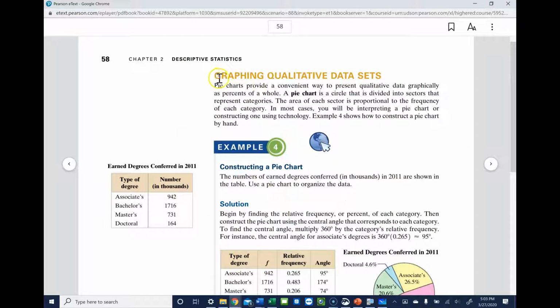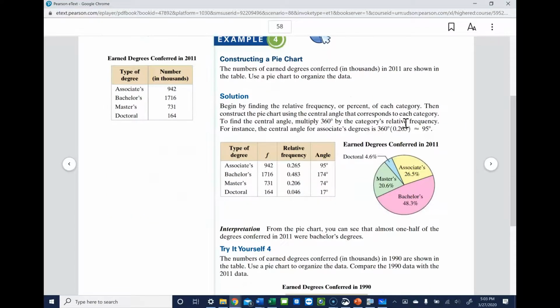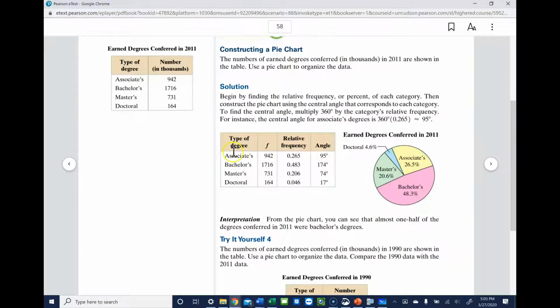Okay, next, graphing qualitative data sets. We can use something called a pie chart. A pie chart is a circle that is divided into sectors that represent categories. So let's look at this example. All right, here is the data.